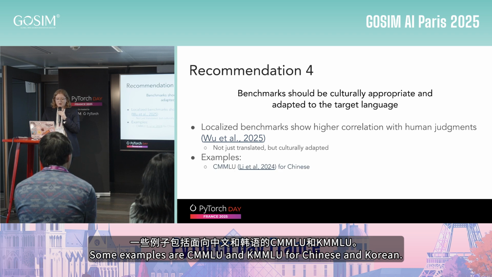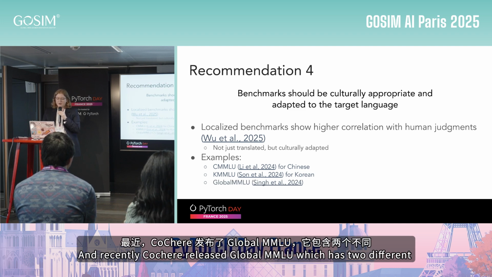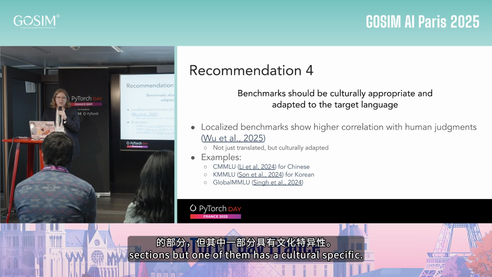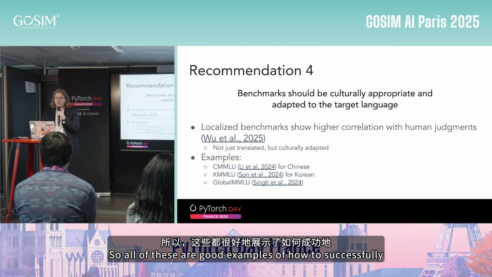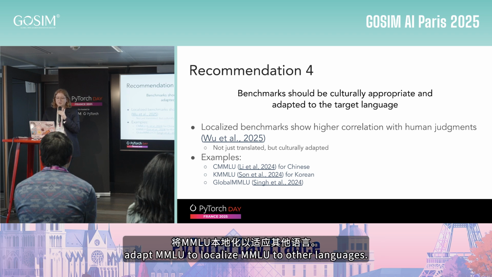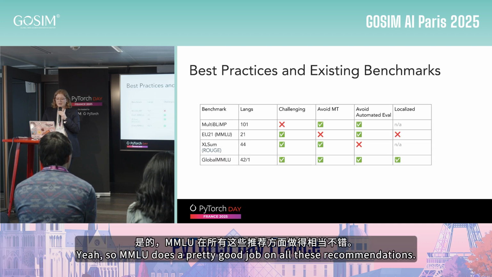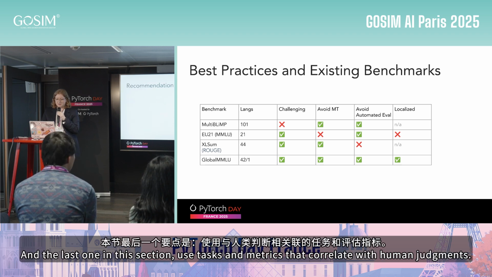Some examples are CMMLU and KMMLU for Chinese and Korean, and recently Cohere released Global MMLU, which has two different sections, but one of them has a culturally specific subset. So all of these are good examples of how to successfully adapt, or localize, MMLU to other languages. So Global MMLU does a pretty good job on all these recommendations.